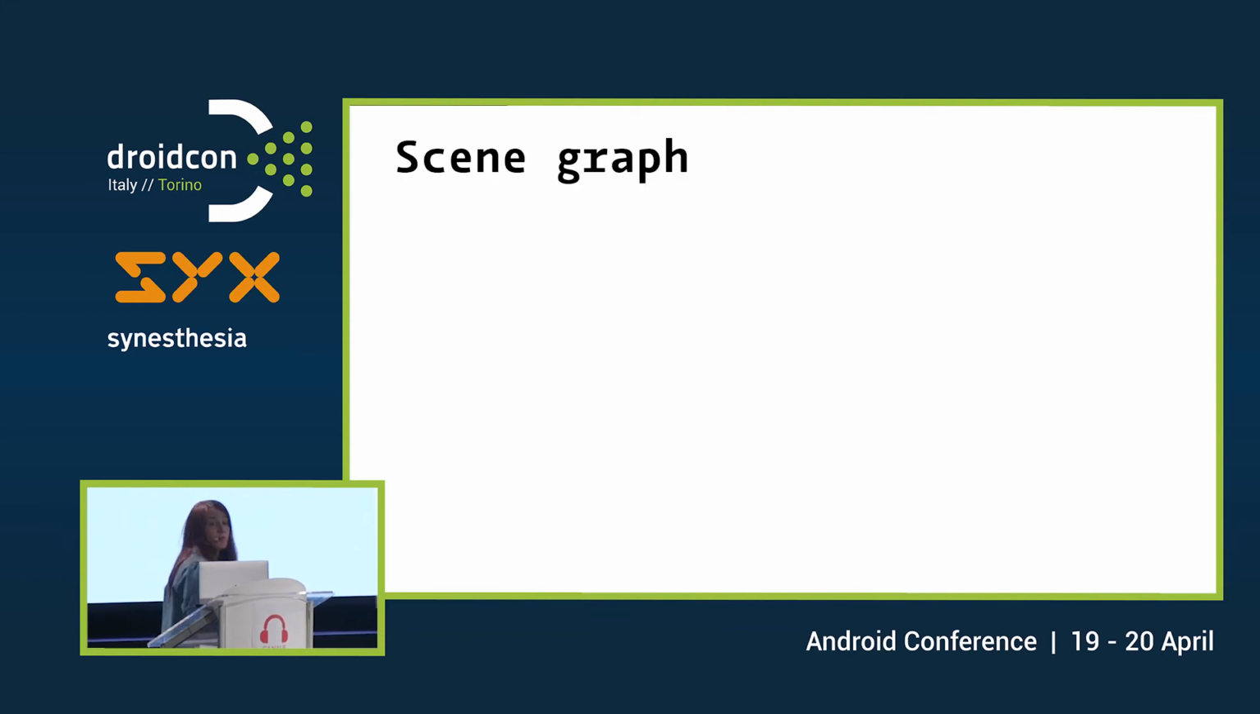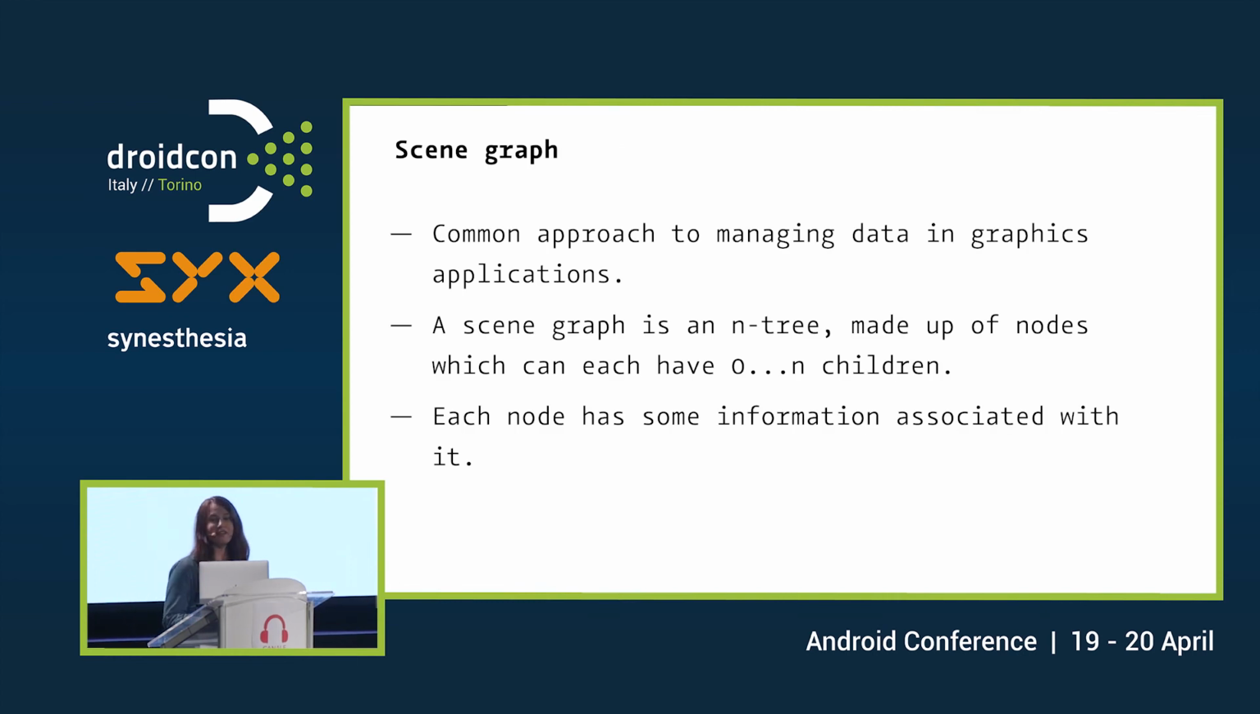So before I can talk more about the interface we designed for this relationship between the web page and the native app, I need to do a quick detour to talk about scene graphs. In case anyone here is like me, I had never heard of or worked with a scene graph until earlier this year. So what is a scene graph? Well, a scene graph is a super common approach to managing data in graphics engines. And it's at its core an N-tree, meaning that it's a tree made up of nodes where each node can have as many children as it wants.